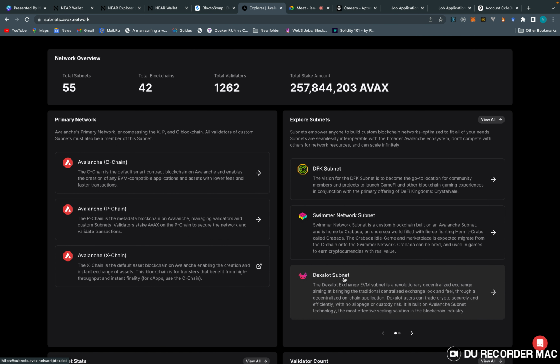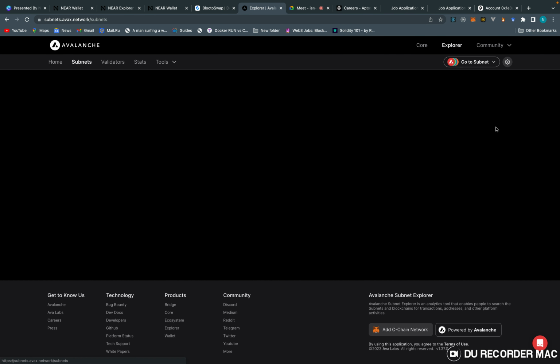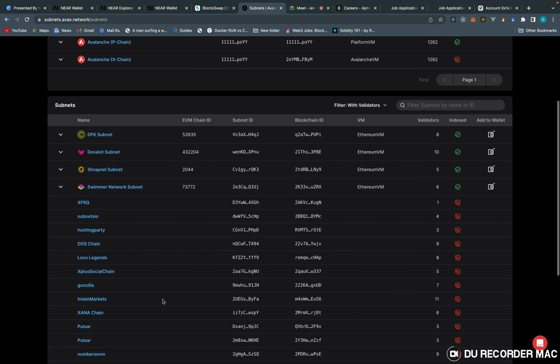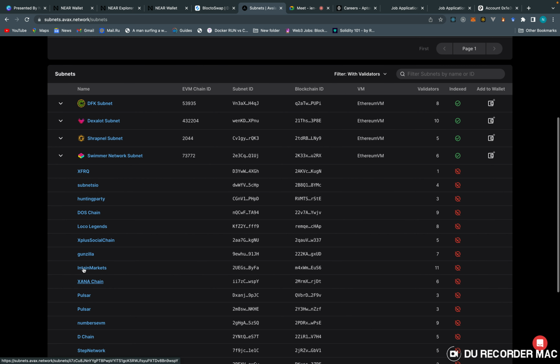And sorry, I made a mistake. Actually, subnets can achieve consensus for more than one blockchain. So that's it. This is the full list of the subnets right here. This is the primary one, and these are the other ones.